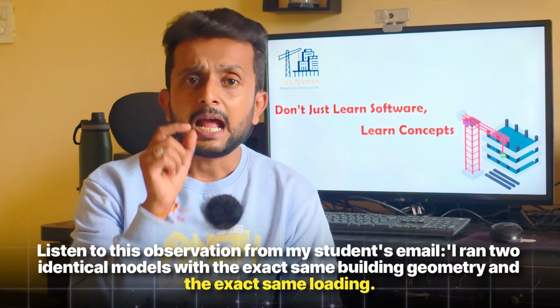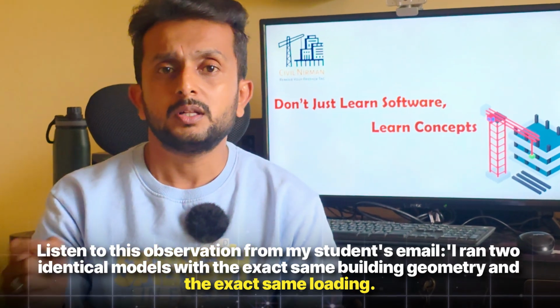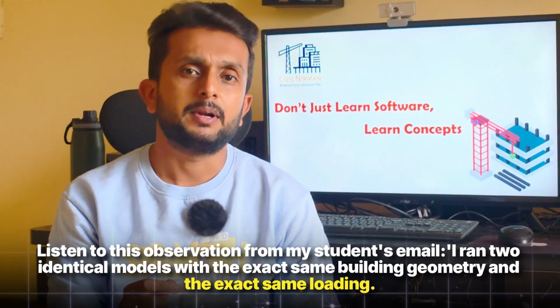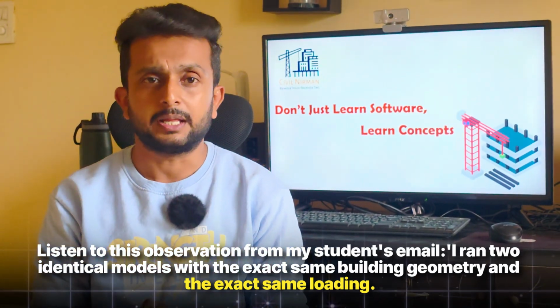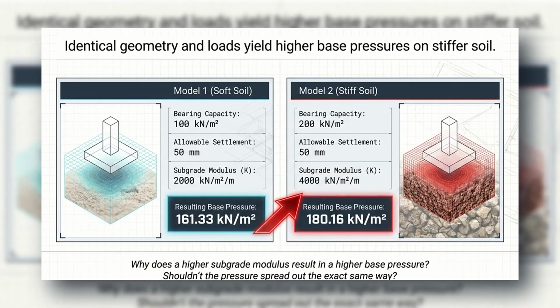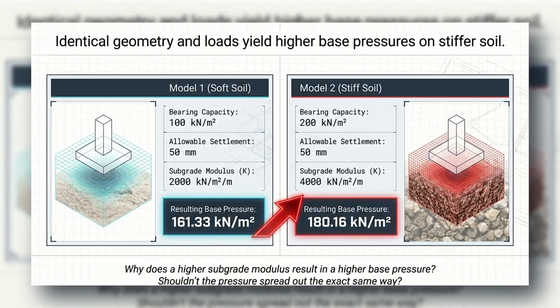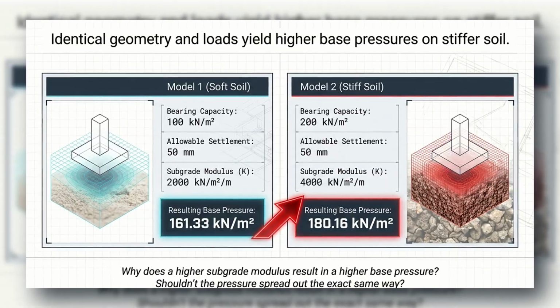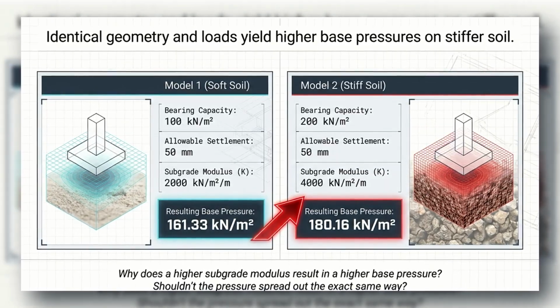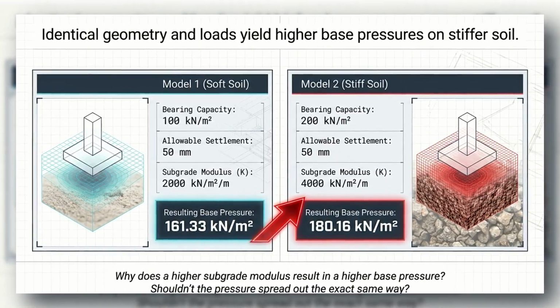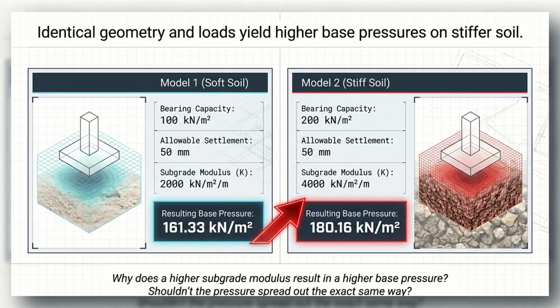See, he says that I run two identical models with exact same building geometry and the exact same loading. So in model 1, the soil had bearing capacity of 100 kilonewton per meter square and subgrade modulus K of 2000 kilonewton per meter square per meter. The resulting base pressure was 161.33 kilonewton per meter square.